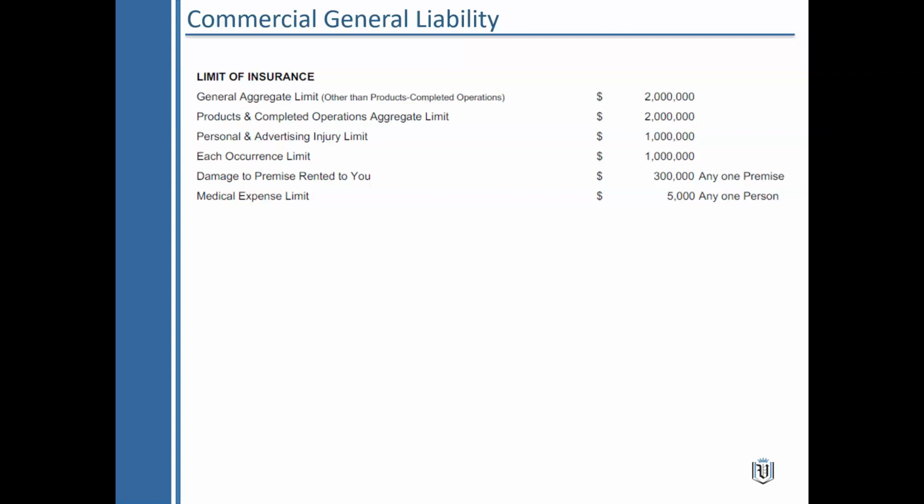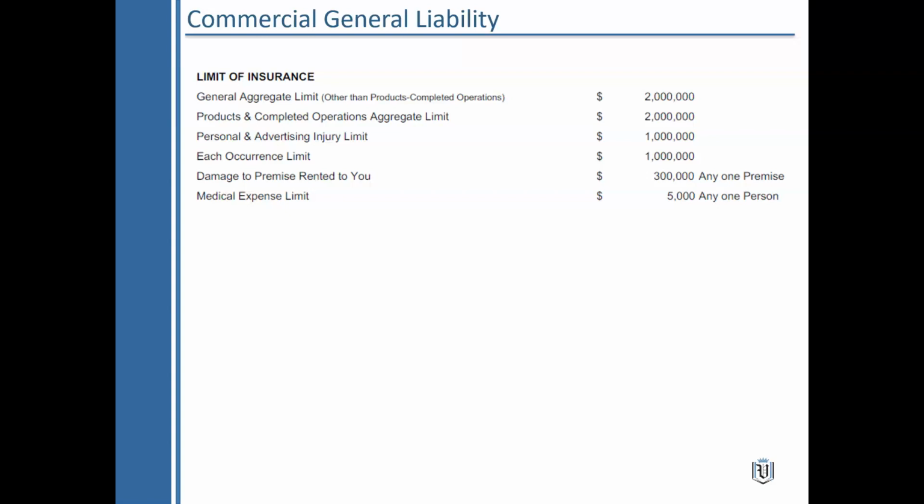Personal advertising injury is coverage for libel, slander, wrongful entry. It's a coverage in there. I've seen a few claims over the last 35 years that have come on the personal advertising injury, but it's not common. Each occurrence limit is the most the insurance company will pay for any one claim. The aggregate limit is the most they'll pay in 1 year. So you could have two $1 million claims before your aggregate limit is exhausted, and then your policy is no longer in force. Okay, that makes sense?